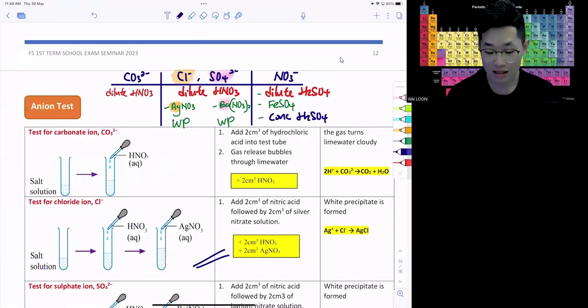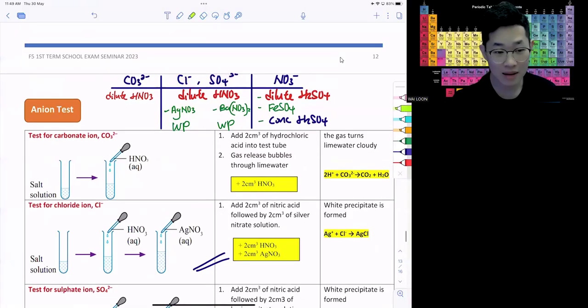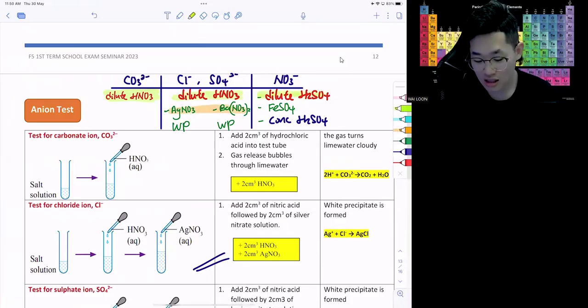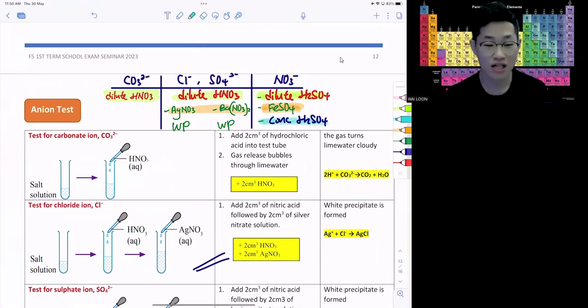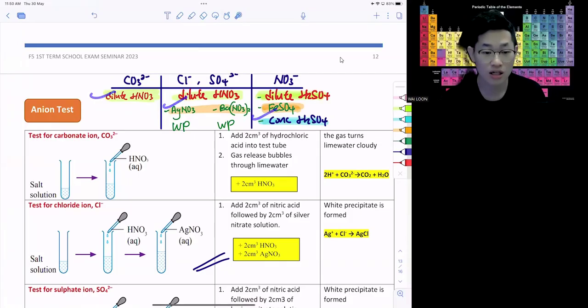So you can see, level 1 is 1 step. Level 2, 2 steps. Level 3, 3 steps. 1, 2, 3.